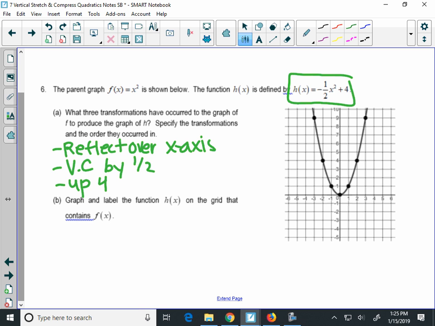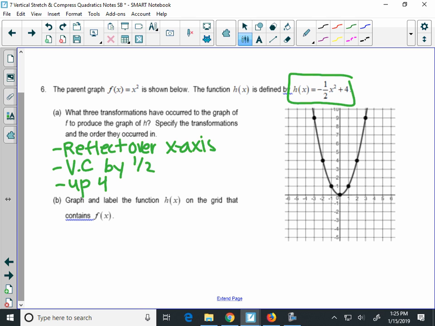Now you can graph it one thing at a time. If you wanted to, you could graph the reflection, then you could compress it, make a new graph, and then move it up. But I'm going to try to see, let's do it all in one step if we can. If not, you can graph it multiple times, but it's not going to be that bad all in one.